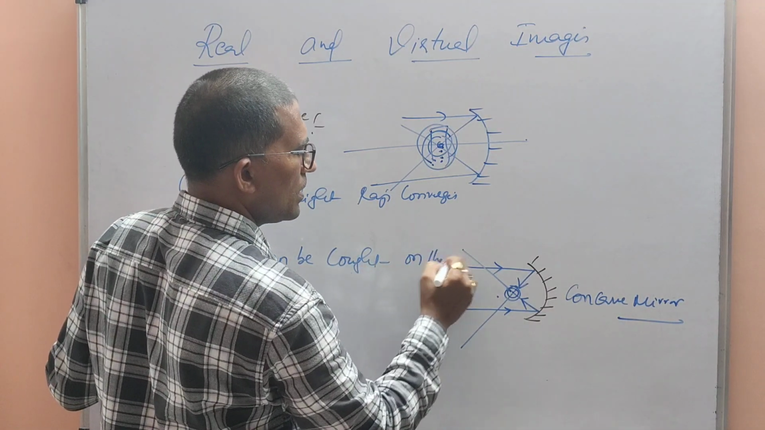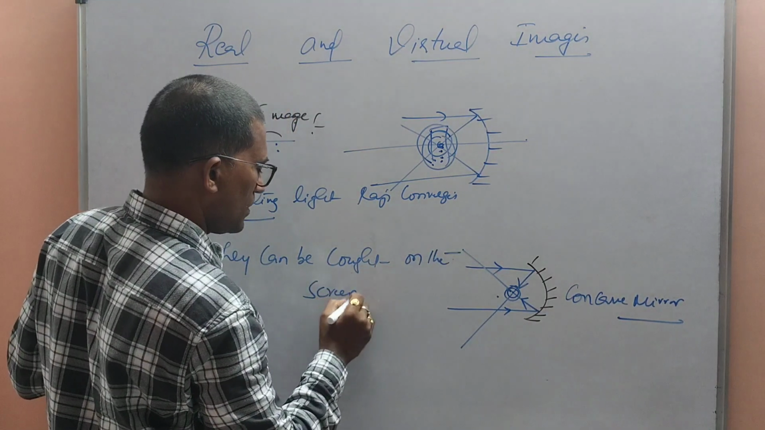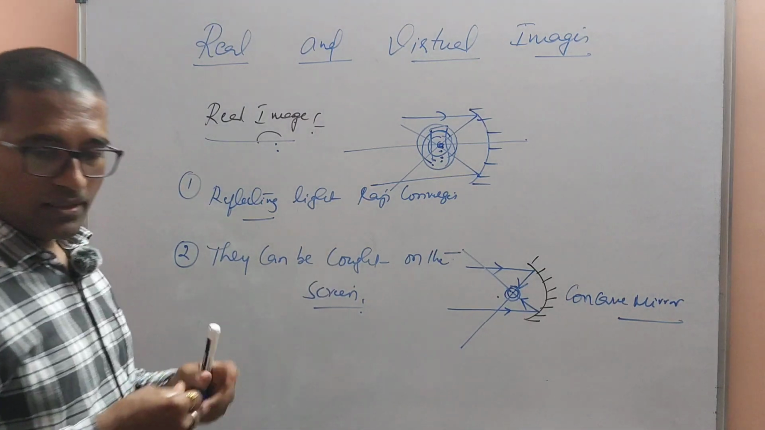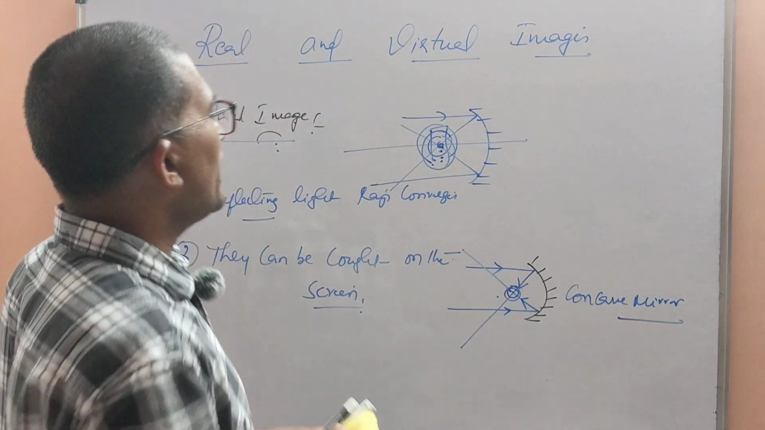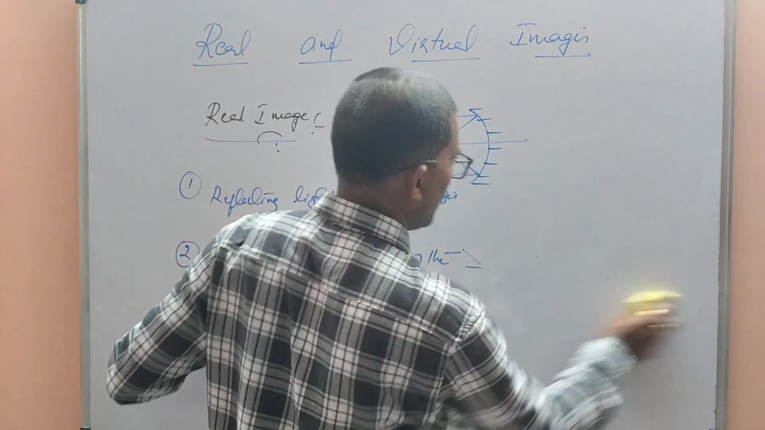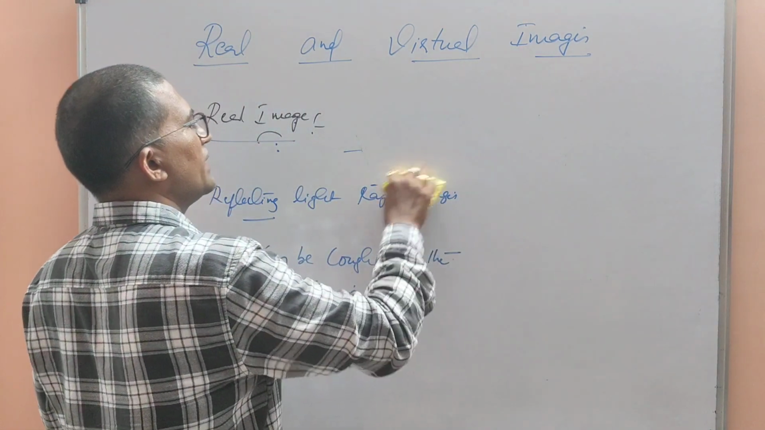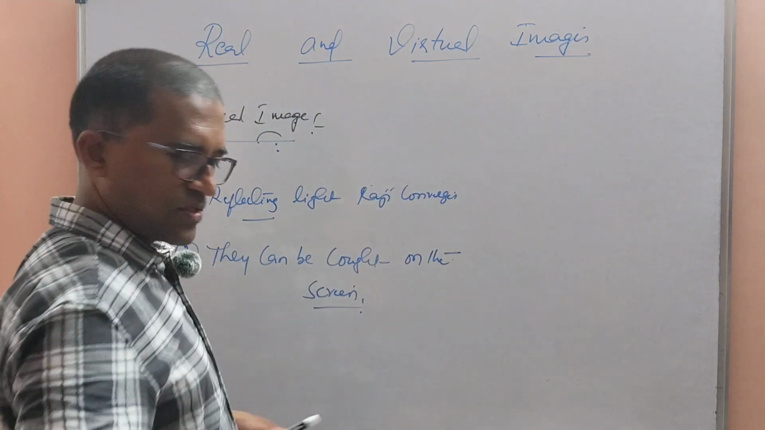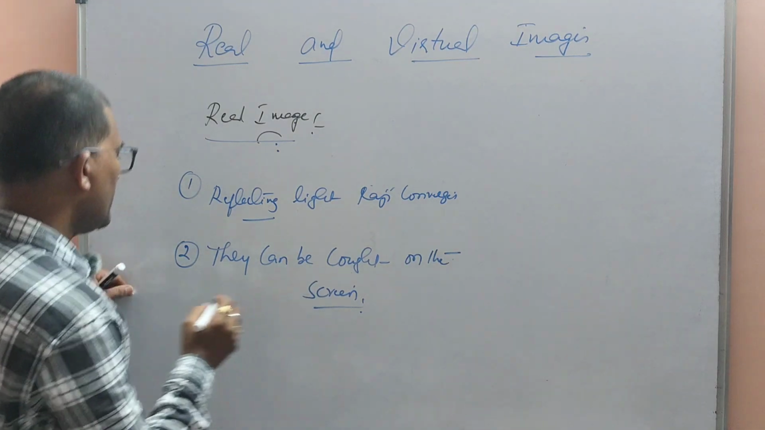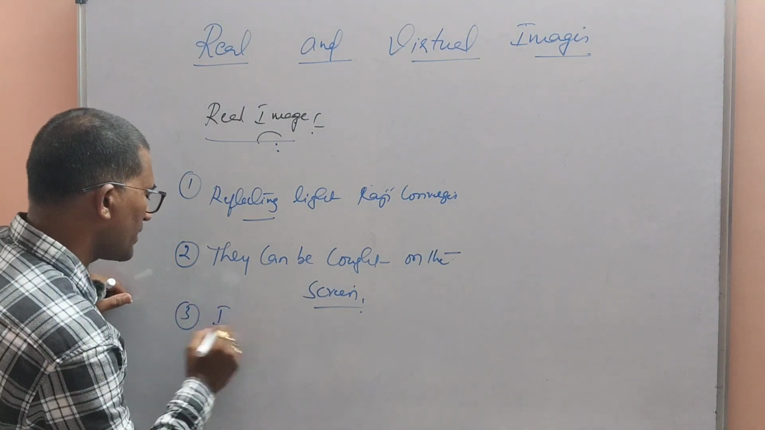Caught on the screen. Okay, next, the real image will always be inverted, meaning upside down. The real image will always be inverted. They will never be erect images. Understood? So the real image will always be inverted.